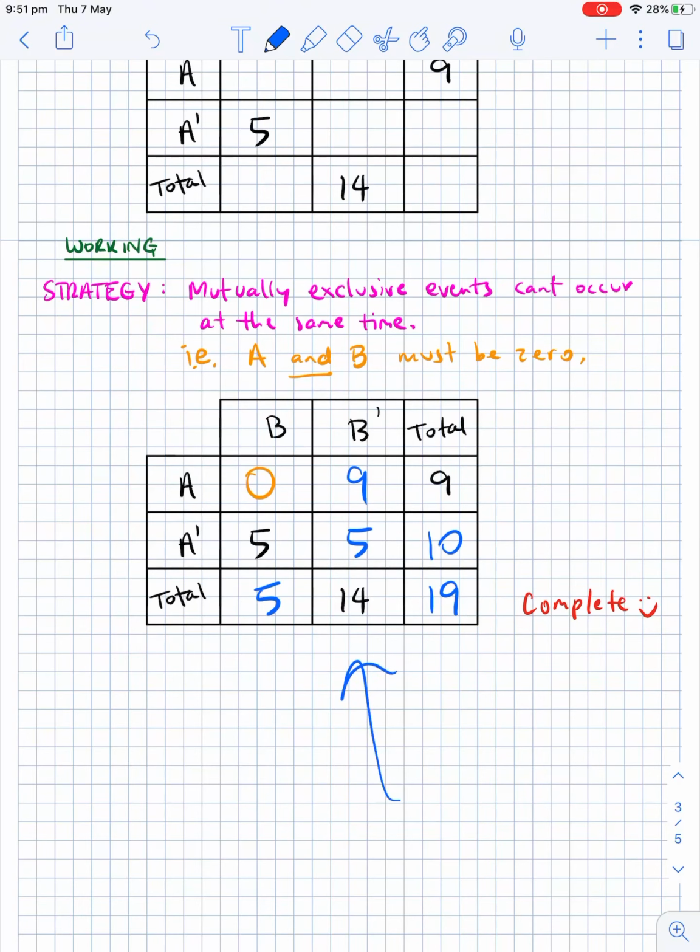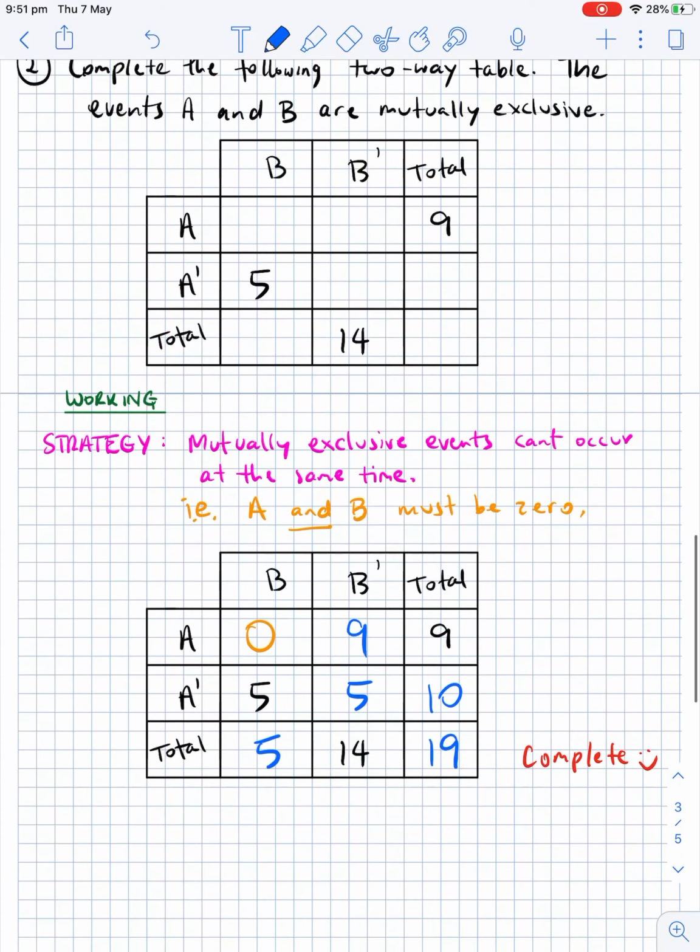We can use this to figure out probabilities for this sort of situation. Hope this helps with the questions. Good luck.